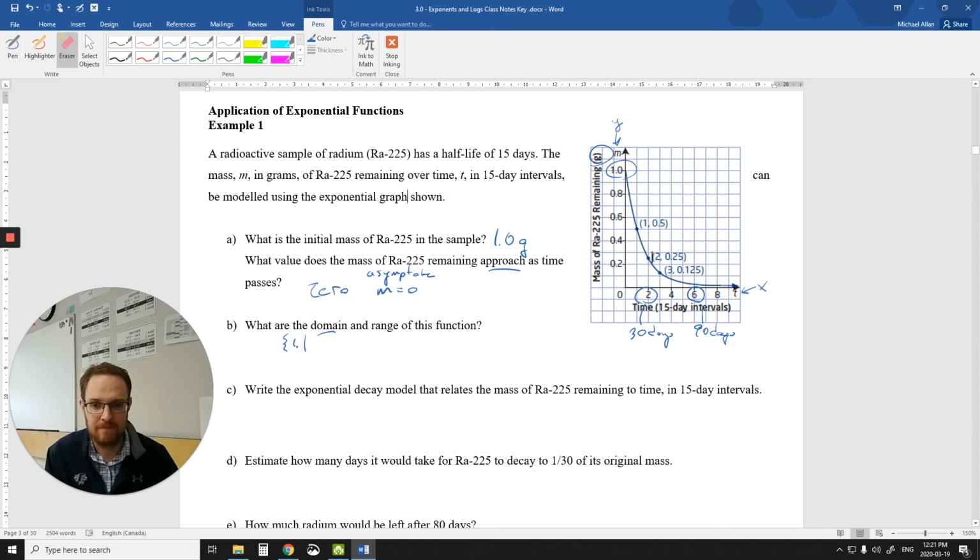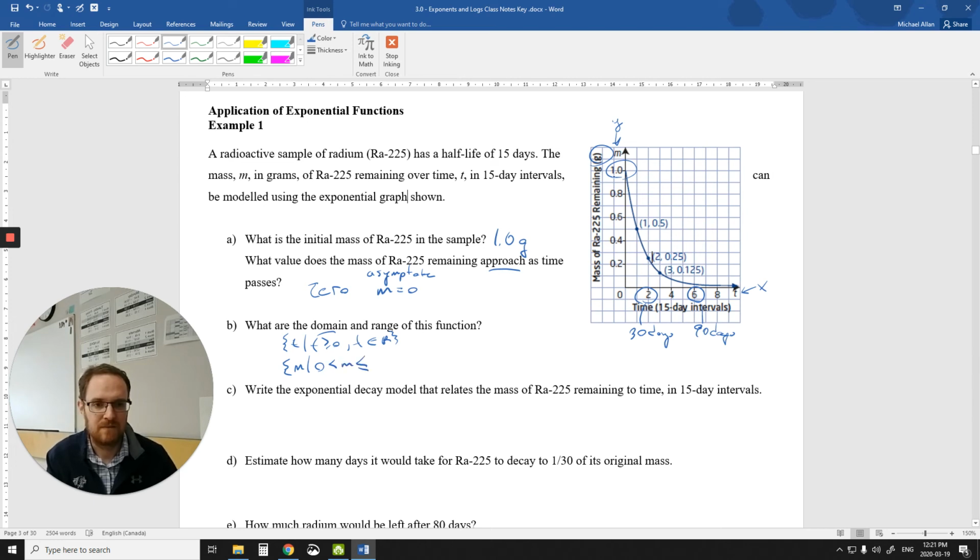Our domain is time. Okay, so our time is our x-axis here. So we're starting off at 0. It could equal 0. We could start off at 0. And then it's going to go on forever. So that's just a poor way of writing that. T is greater than or equal to 0. Okay? Our range of a function, that's our m values. The lowest number is approaching 0, but it can never quite reach 0. So it's not going to be equal to that number.